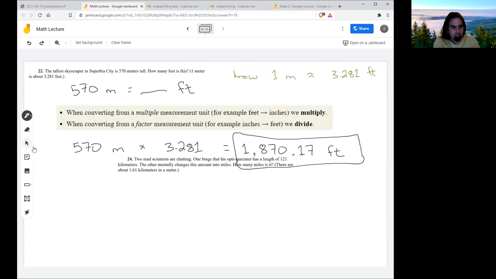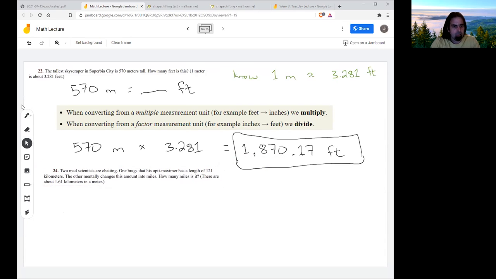So, 121 kilometers is how many miles? And what I know, as they tell me, is that 1 meter equals 1 point. Whoops, that says meter. That should be a mile.